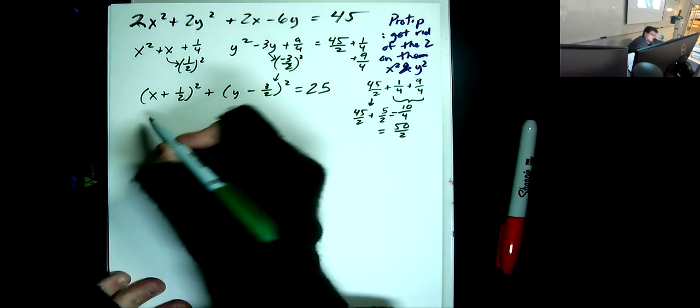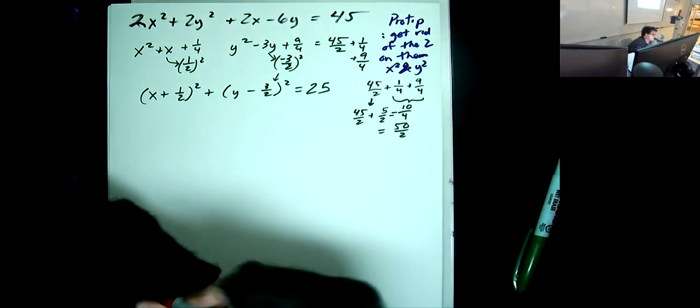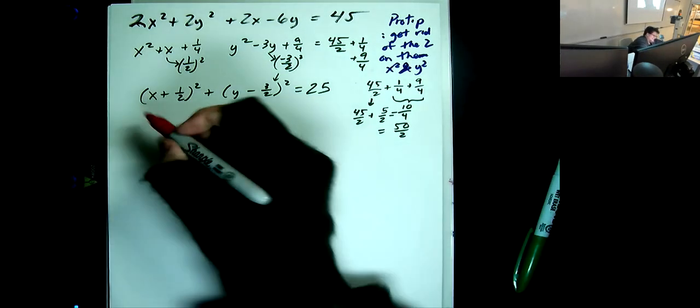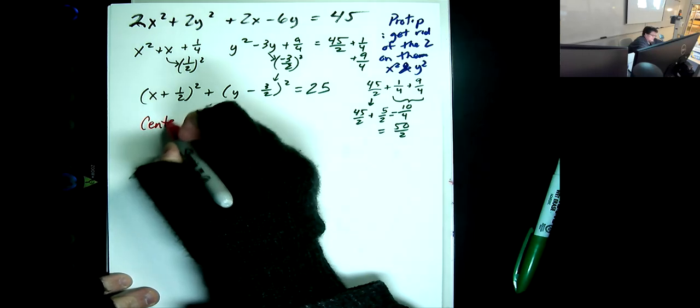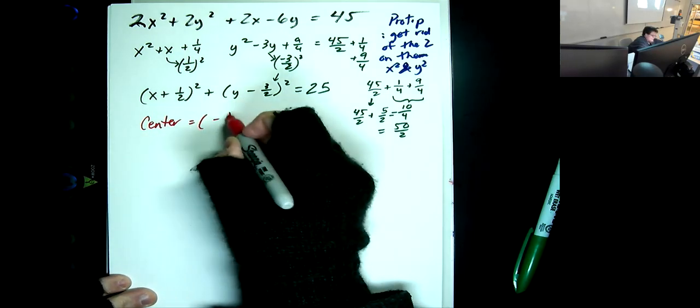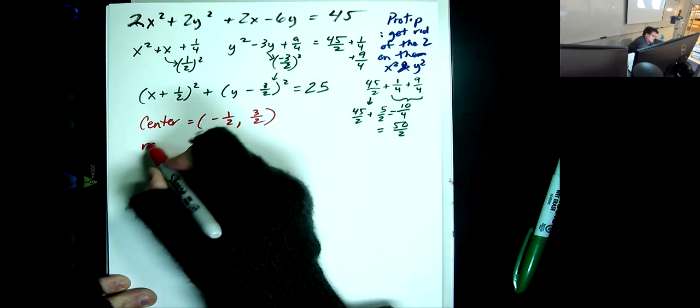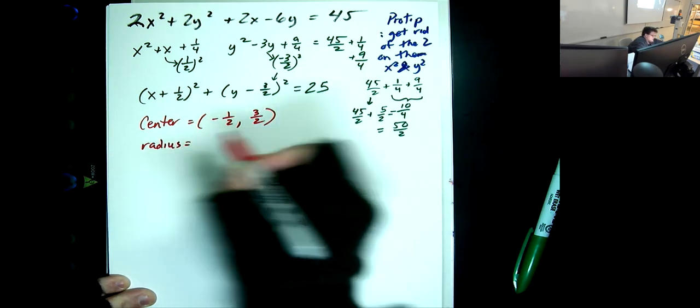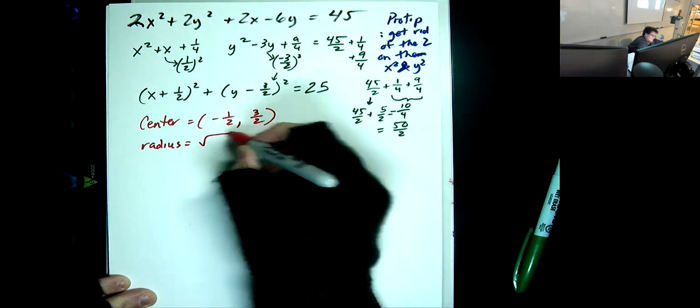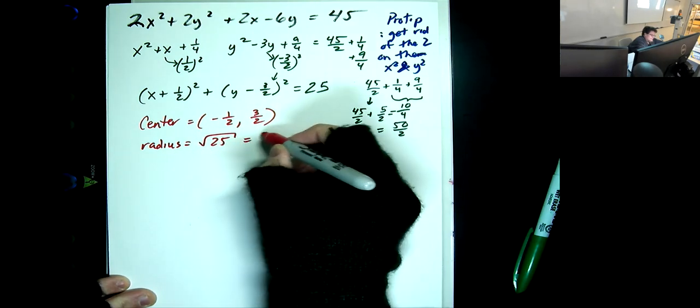So what's the center? Of the 3/2, yes. What's the radius? Square root of 25 is 5.